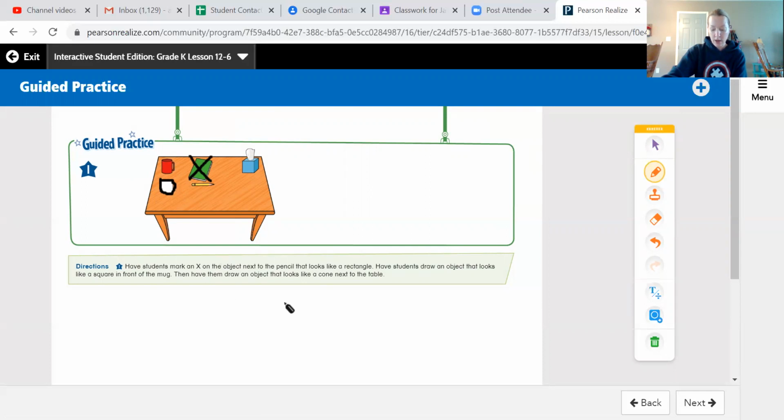Last, you have to draw an object that looks like a cone next to the table. A cone is similar to the shape of a triangle. Good job. So I'm going to draw, if you kind of make it a little bit slanted here, it makes it look a little bit more like a cone. But if you can draw a triangle, that looks like a cone. All right, good job, friends.